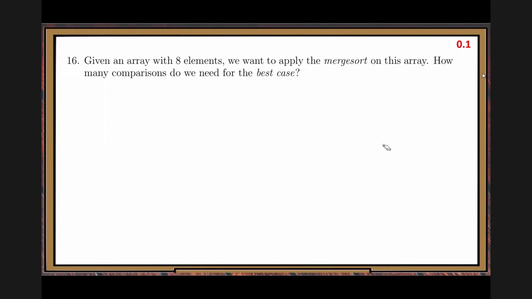So here, number 16, I ask you to do the merge sort with 8 elements, but for the best case. The next question is for 12 elements for the worst case. But some students try to find some formula. So here, I ask you, work it out, okay?